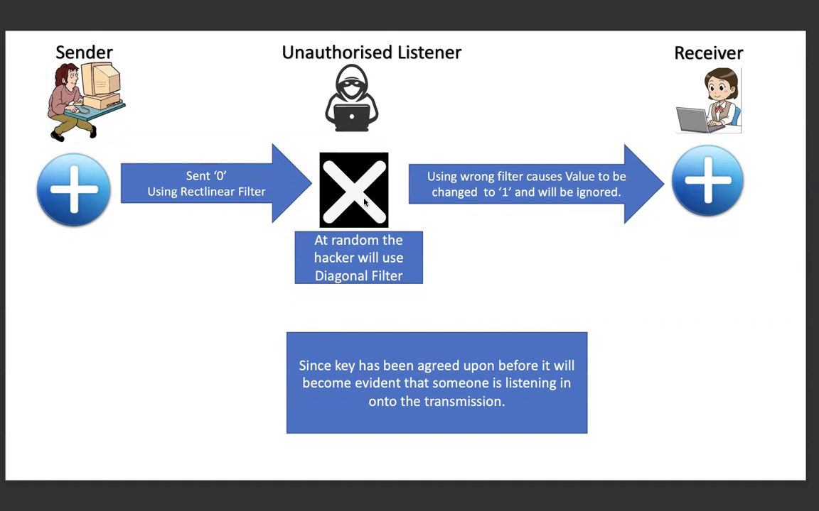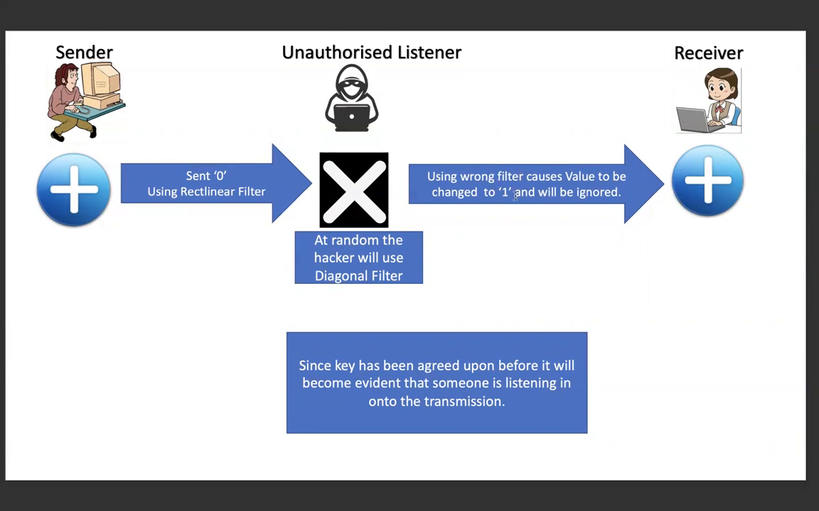But the unauthorized user is still guessing. He does not know what filter is currently being used. So at random, let's just say they use the diagonal filter. When that data is received by this unauthorized user, the rotation of the photon will change because of this filter. I'm expecting a rectilinear 1 or 0, but it will be changed. It's quite possible that if it's 0, it will become 1, or if it's 1, it becomes 0.